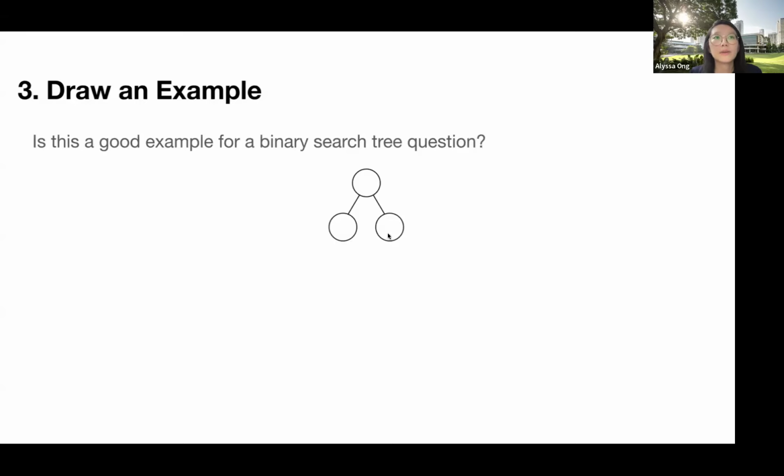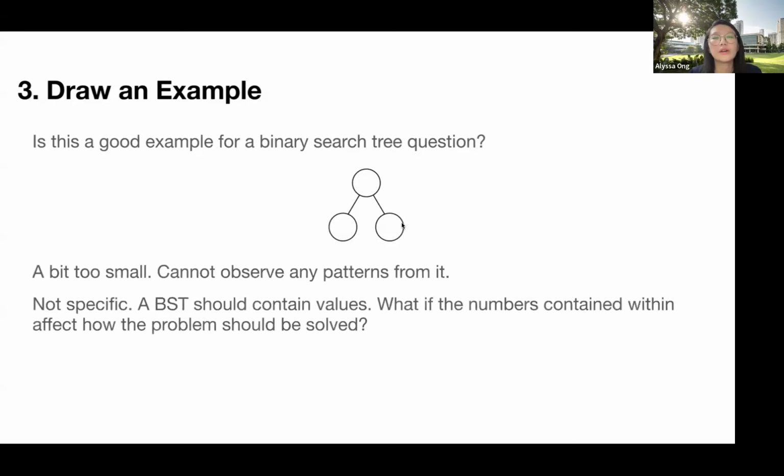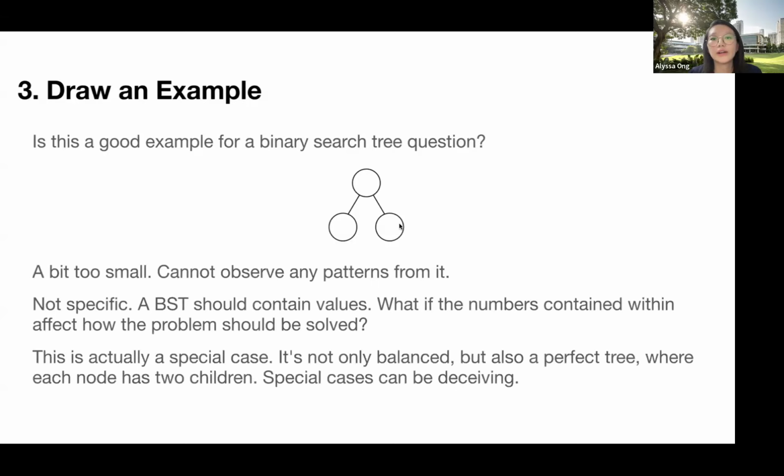And this is actually a special case. It's not only balanced, but it's also a perfect tree where each node has two children. So special cases can be deceiving. They are not ideal for us to derive patterns from. This is why you have to be strategic with the examples that you draw. That way you can make sure that you understood everything correctly and find patterns that you didn't see before.